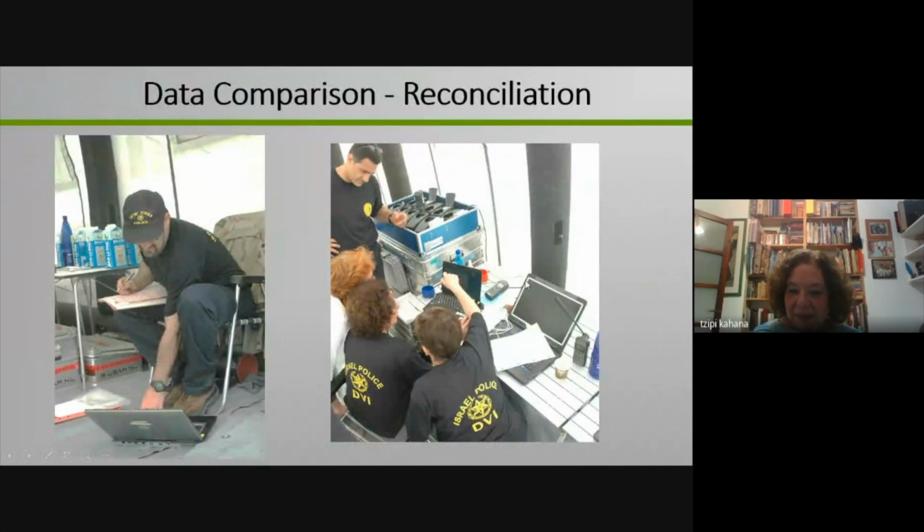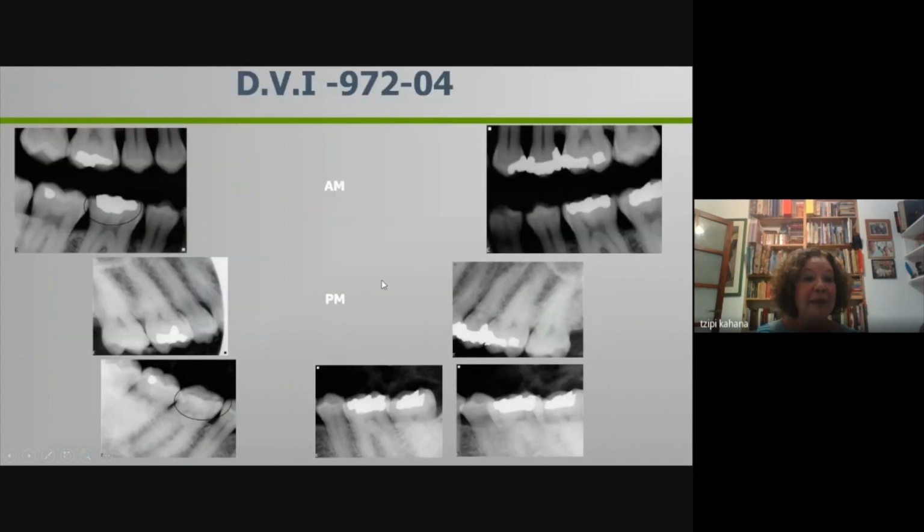They had data transferred via internet to their camp. We got the antemortem data, we had our postmortem data, and we tried to do the comparison. Here you have individual number 4. Everything seems to be very good. This is the antemortem. The lower part is the postmortem. The fillings all look the same.